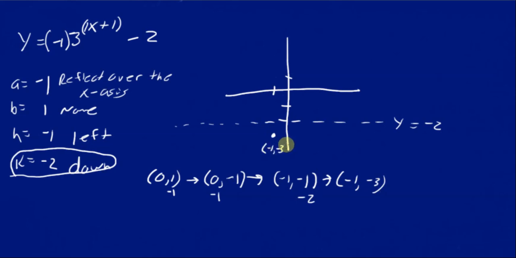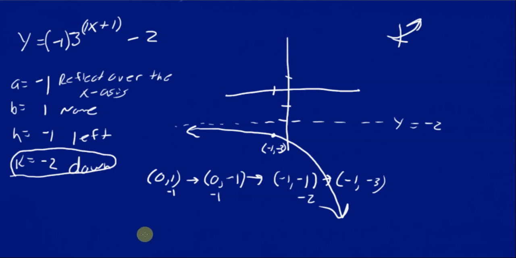-1, -3. Now we got to think in our head, okay, well this graph originally looks like this. Now I got to reflect that. Okay, well that reflection over the x-axis is going to look like that. Now, you could easily find the y value by putting a 0 in for x. 0 plus 1 is 1. 3 to the first is 3. 3 times -1 is -3. -3 minus 2 is -5. So this is down at -5. But I'm really not interested in that. I'm interested in these two, about the 1 point and the horizontal asymptote.